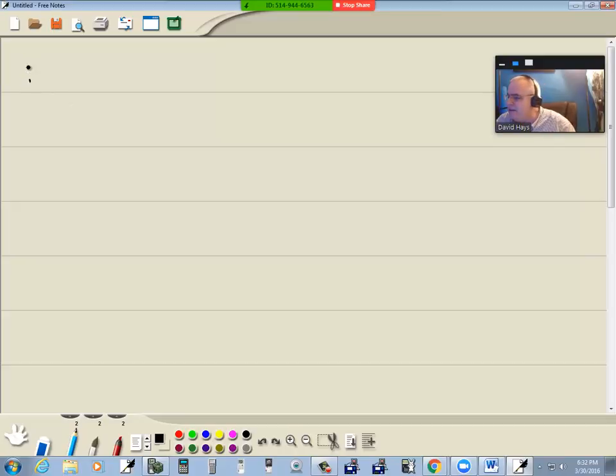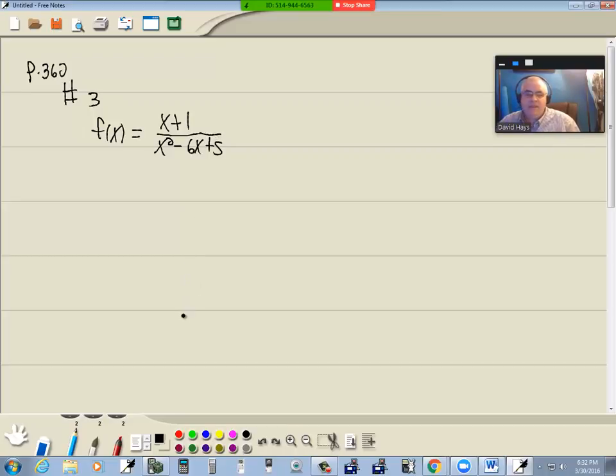I'll take a look at page 362, number 3. Got f of x is equal to x plus 1 over x squared minus 6x plus 5. The instructions say to find the domain. Step 1, set denominator equal to 0. So we got x squared minus 6x plus 5 equal to 0.